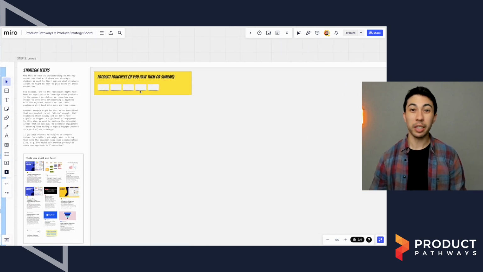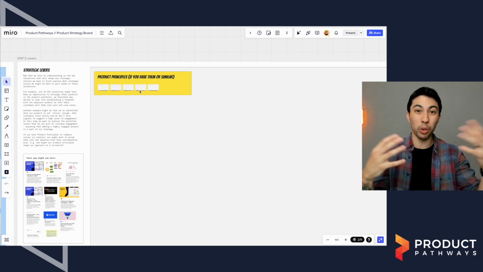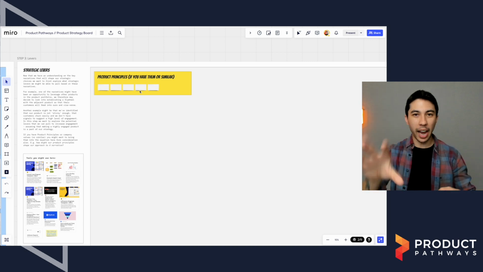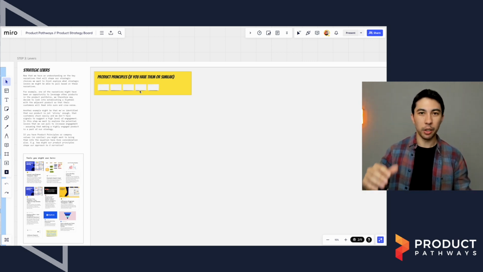And I've added a little section at the top here, which is about product principles, which you can throw your principles in there if you have them or if you have similar. And the idea is that plus your narratives are going to be the things that really guide your thinking in this section.